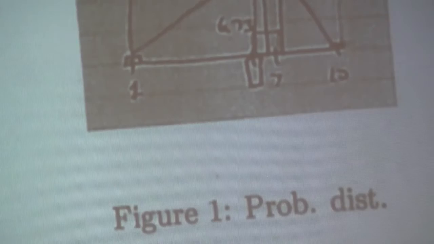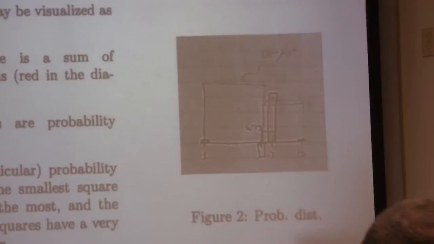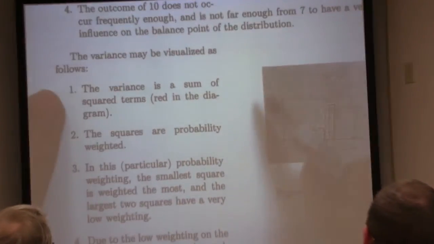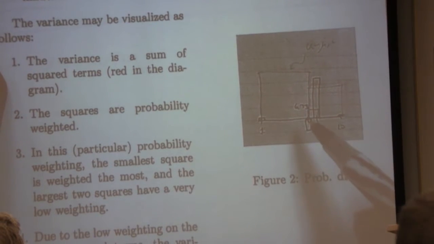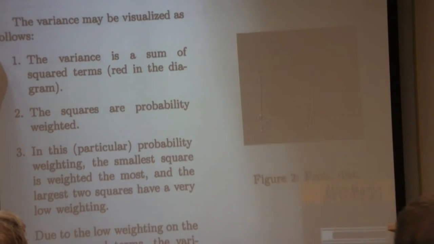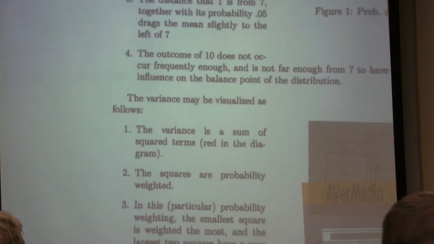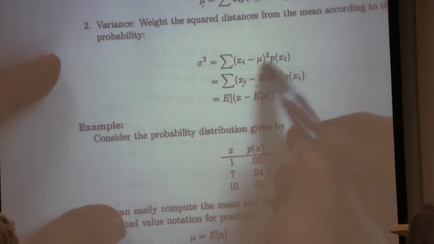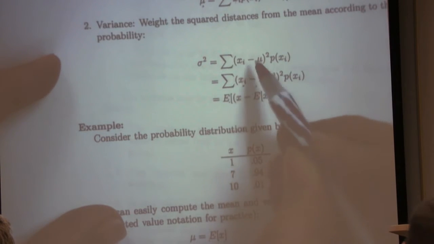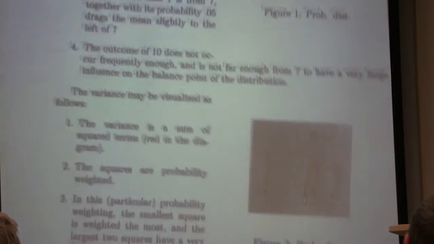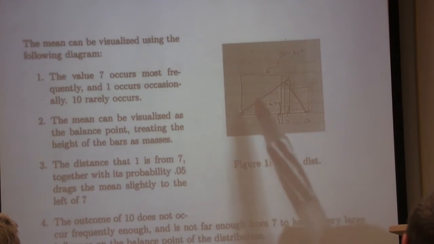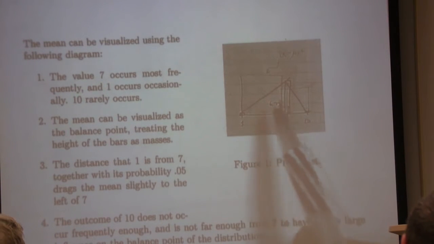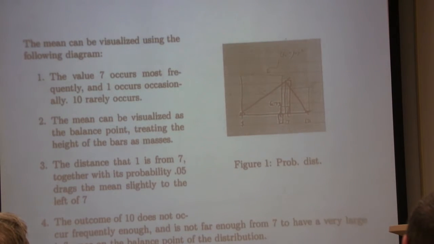So the variance is a sum of the squared terms. So it used to be red. Now it's not. So these red boxes here, these are the squared terms that you were seeing in that formula. So in that formula we had the value minus the mean squared. So take that difference and square it, and you get the size of these boxes here, right? So those boxes are all weighted according to the probability that they occur.